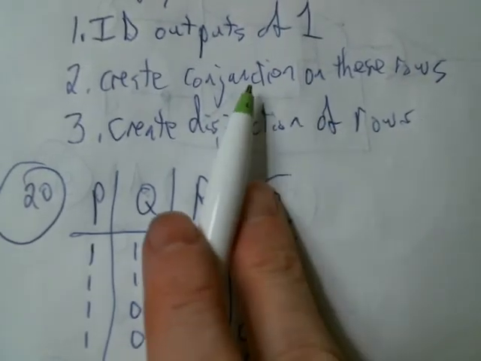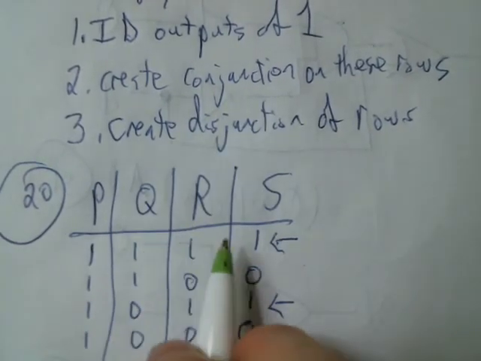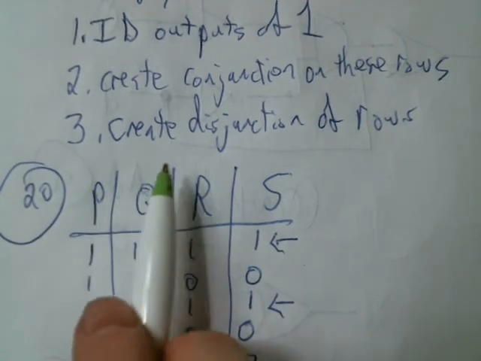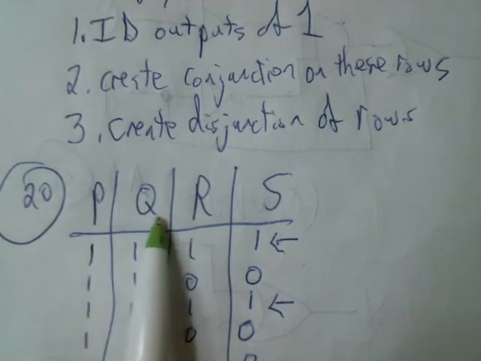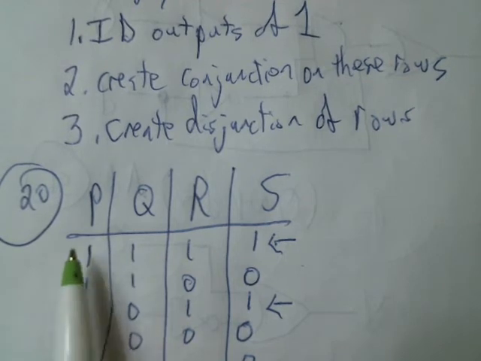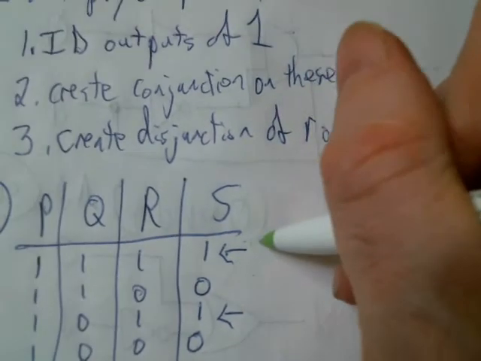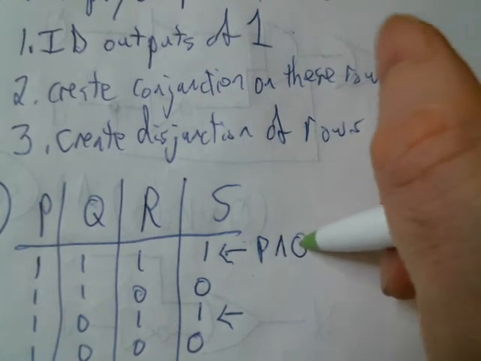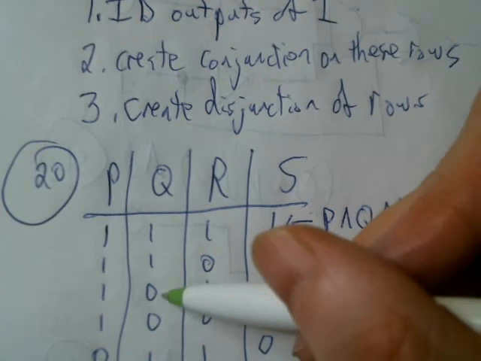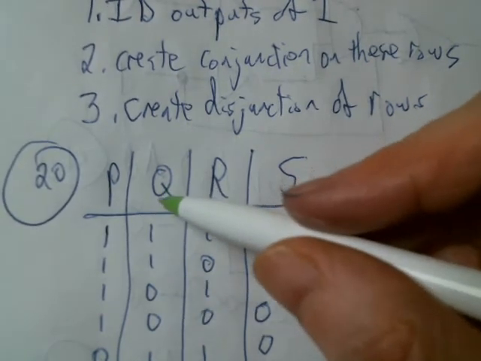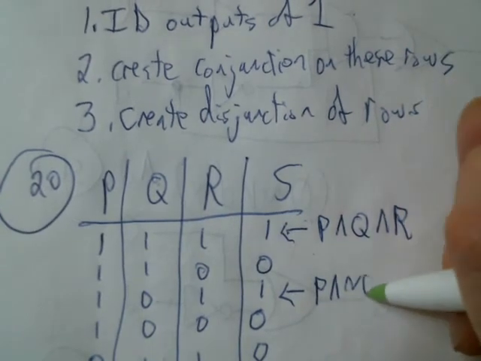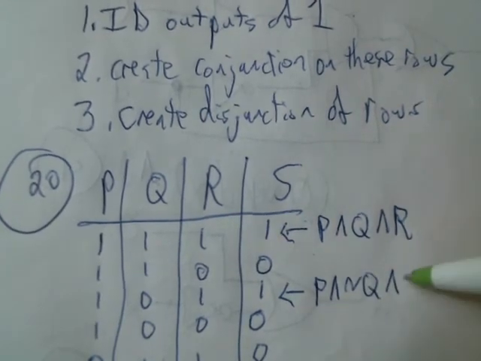Okay, so how do I make this conjunction? A conjunction should have ands in it. You're going to go P and Q and R if they're all ones. If you have a 0 involved, you'll go not that. In this case, we have ones for P, Q, and R, so we're going to write P and Q and R. If you have a 0, you're going to write not whatever that variable is. Okay, so in this case, we're going to write P and not Q and R.